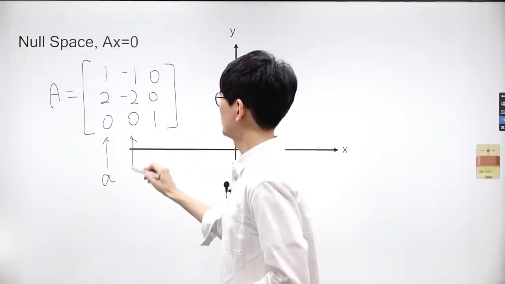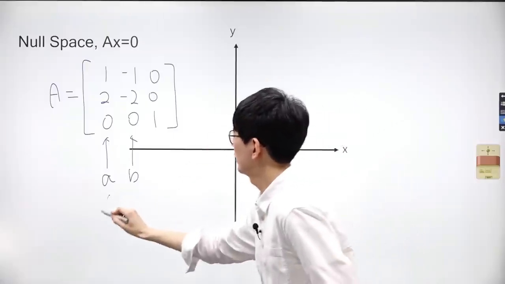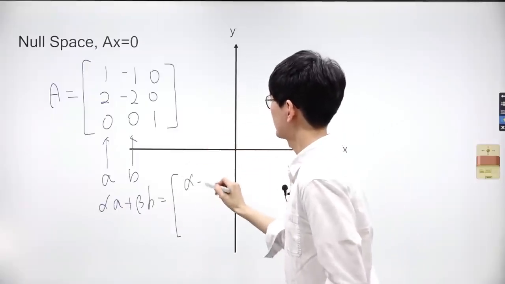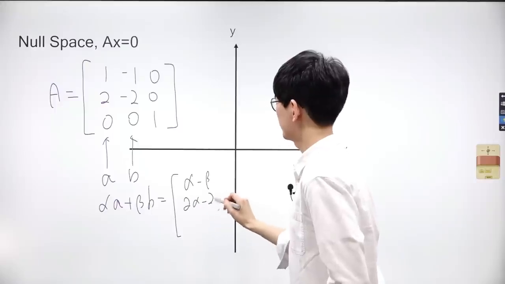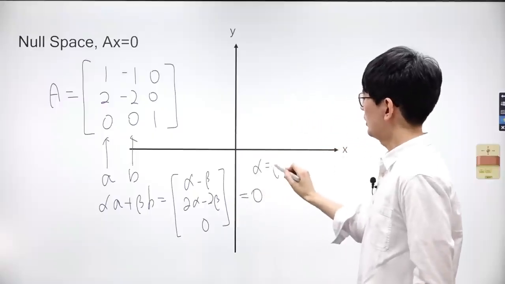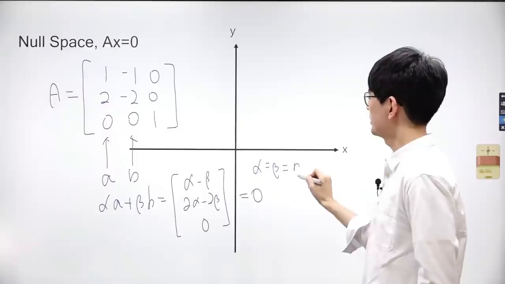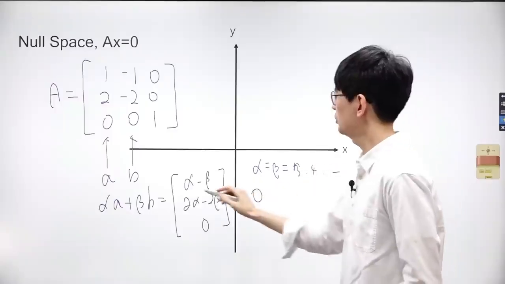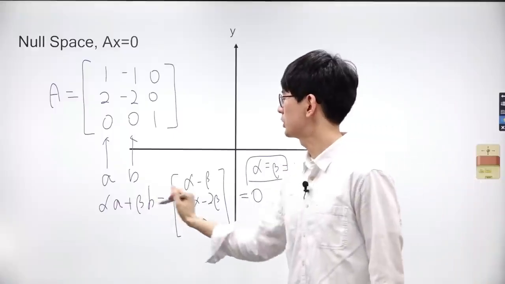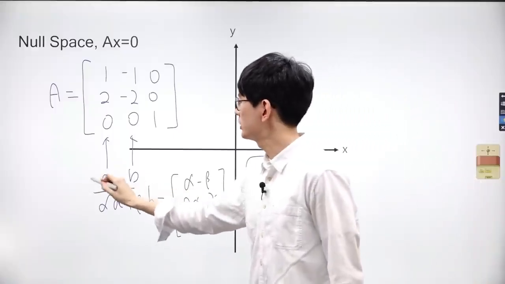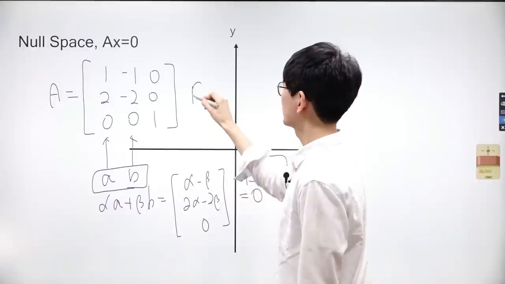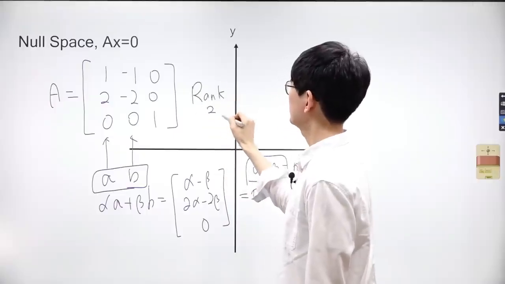Let's denote the first vectors as A and B, respectively. When we combine alpha times vector A with beta times vector B, we obtain alpha minus beta, 2 alpha minus 2 beta, and 0. Can we get 0 for each value? Yes, when both alpha and beta take on the same value, whether it's 3, 4, or any other value, the resulting combination equals 0. Put simply, whenever alpha equals beta, the resultant value will be 0. Consequently, vectors A and B are linearly dependent, and the rank of the matrix decreases by 1, making it 2.